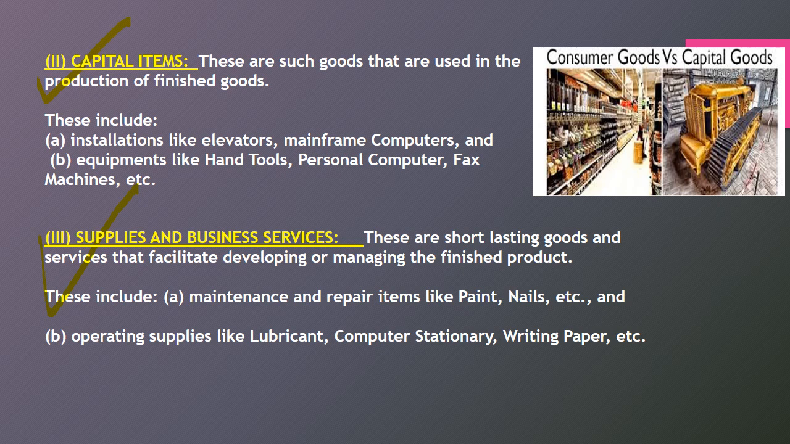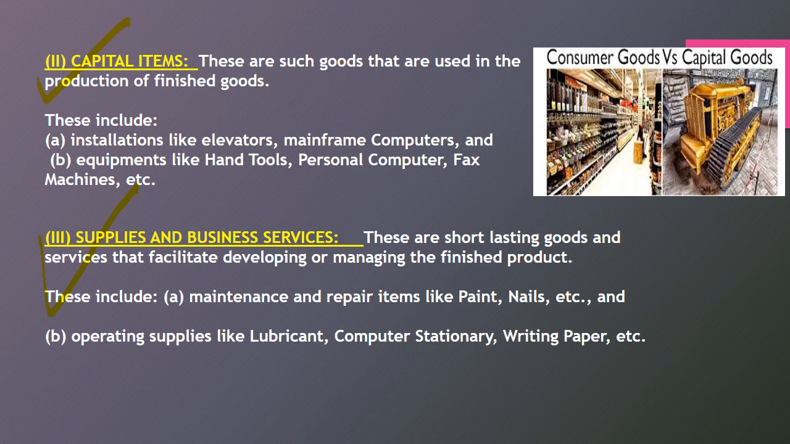So what are they saying? These are goods that are used in the production of finished goods. Only if you use these products can the goods be converted into a finished good. So mainly these are big goods that we are talking about. See, tire is a small part. But elevators, mainframe computers, hand tools and personal computers, all these are very, very important. These are called capital items because they help in the production of the finished goods.